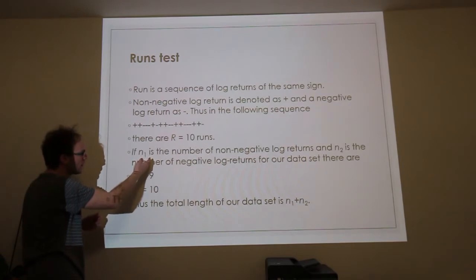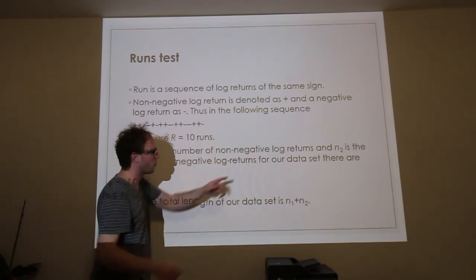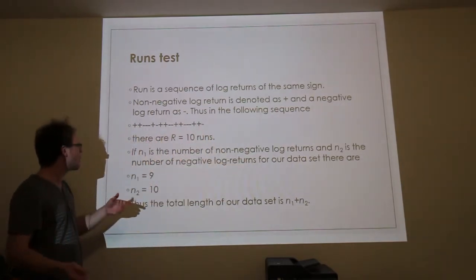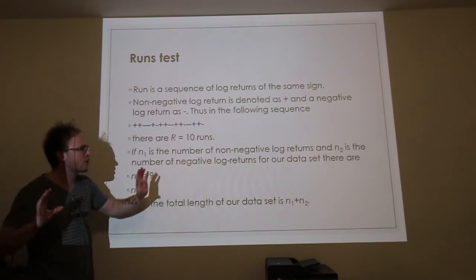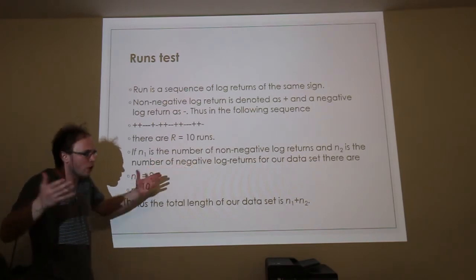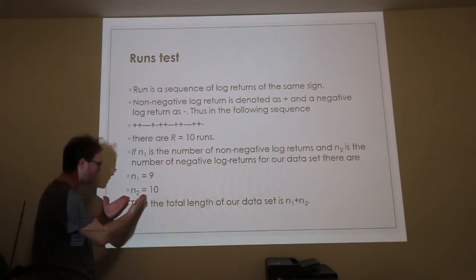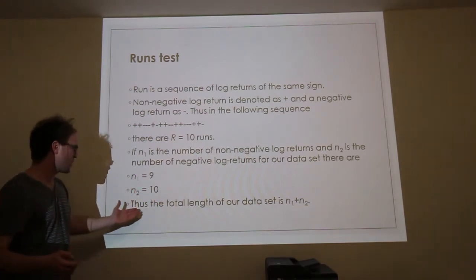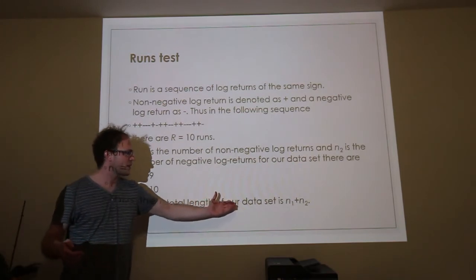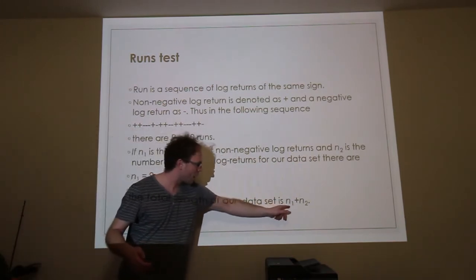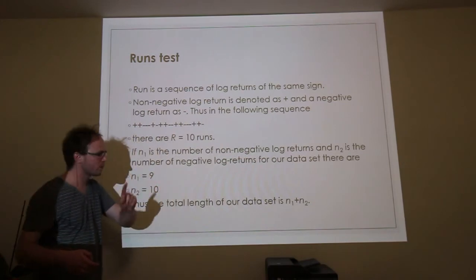If n1 is the number of non-negative log returns, and n2 is the number of negative log returns for our data set, there are n1 equal to 9 and n2 equal to 10, yes? Thus the total length of our data set is n1 plus n2.